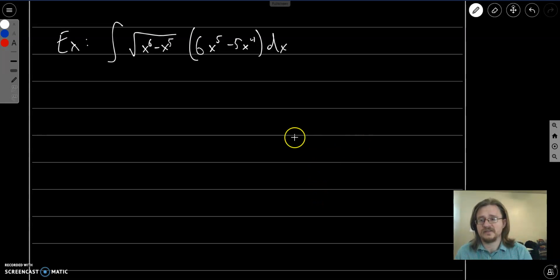So there's an example. Let's do one more example, and maybe here it's a little bit more obvious what the correct u substitution is going to be. We've got the square root of x to the 6th minus x to the 5th, times 6x to the 5th minus 5x to the 4th dx.